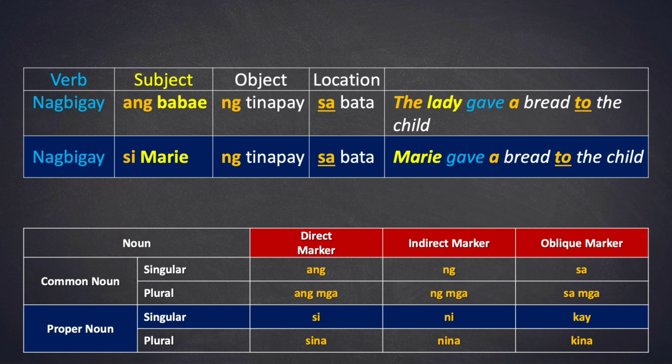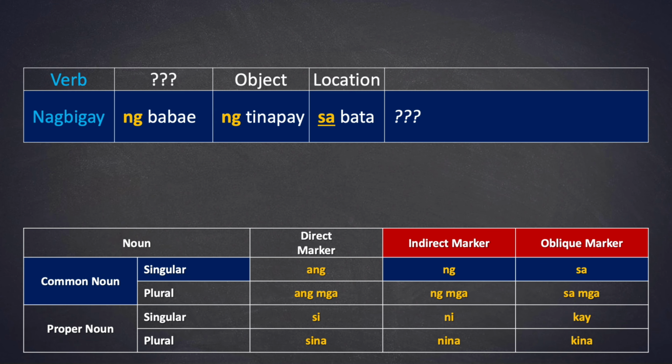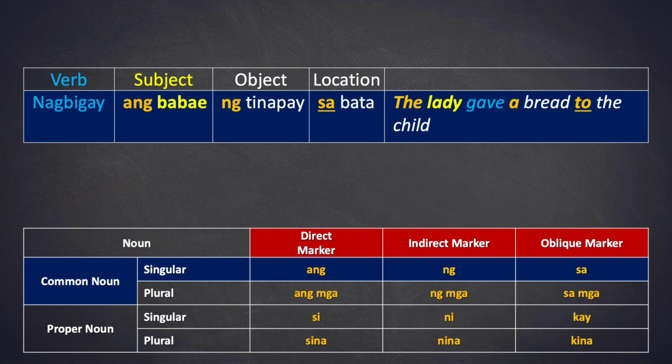Let's attach the indirect marker ng to the subject. Nagbigay ng babae ng tinapay sa bata. This sentence doesn't make sense. It's incomprehensible. In order to make some grammatical sense to this, you can use the direct marker ang with the subject, which is our earlier example. Nagbigay ang babae ng tinapay sa bata. The lady gave a bread to the child.